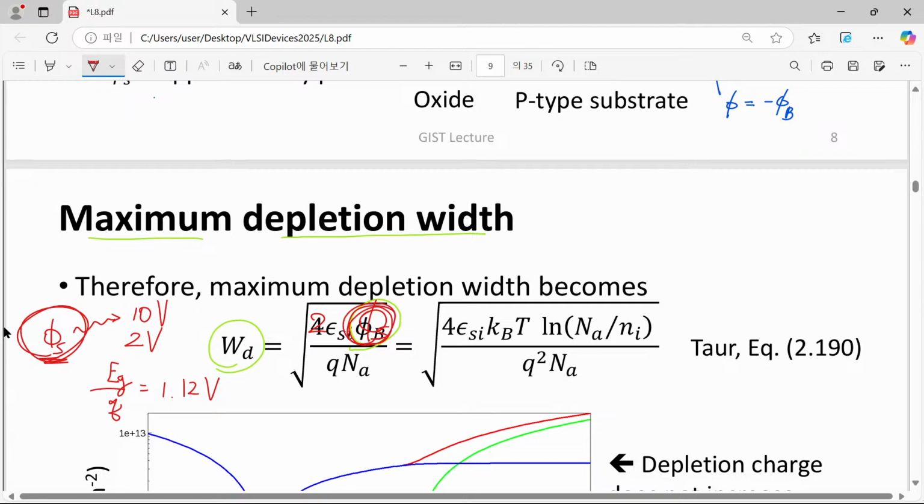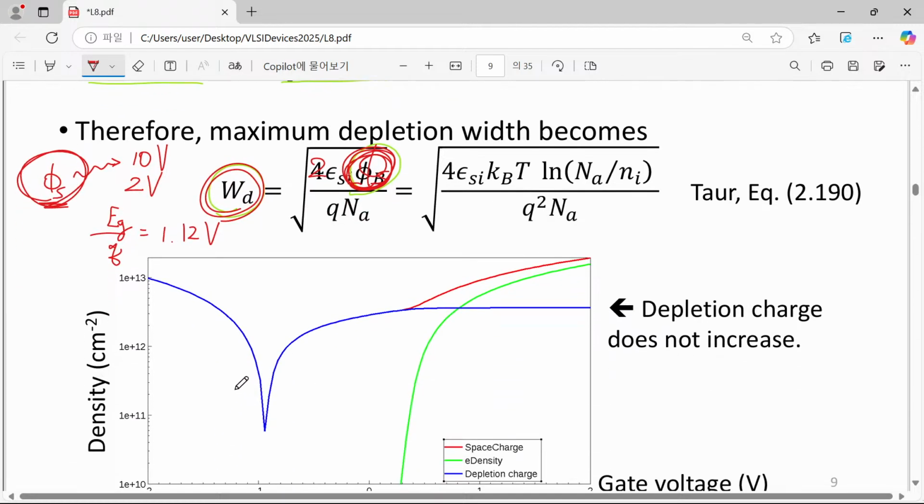So since this surface potential is more or less bounded up to just 1.1 volt, this is bounded, and also your depletion width is bounded. So you cannot increase your depletion width any further, and more or less this value is given by inserting the condition for onset of strong inversion. Then this will be the approximate value for your maximum depletion width.